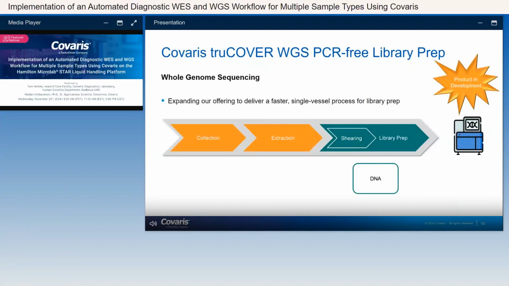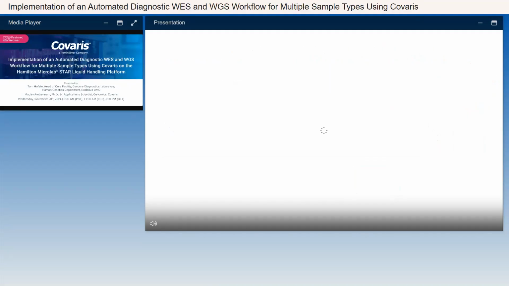I'm excited to introduce Covaris' upcoming product, the TrueCover whole genome sequencing PCR-free library prep kit. This kit establishes a new standard in DNA library preparation, expanding our offering from sample preparation to sequencing. It provides a faster single vessel process, streamlining the library preparation workflow for unparalleled efficiency and precision.